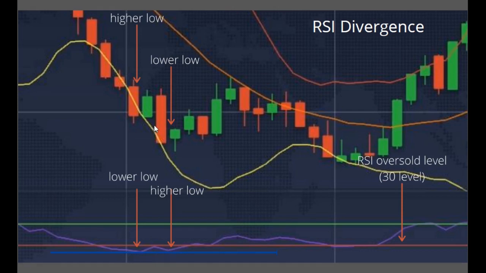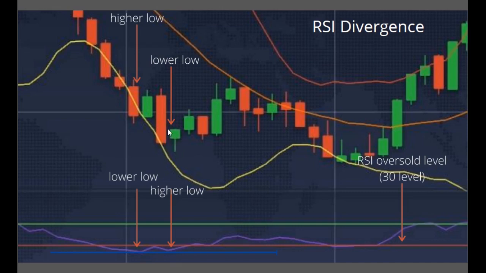Okay, you see the chart is producing a lower low. You can see that level is higher than this level. The chart is producing a lower low, and it is very clear. But the RSI is not producing a lower low.